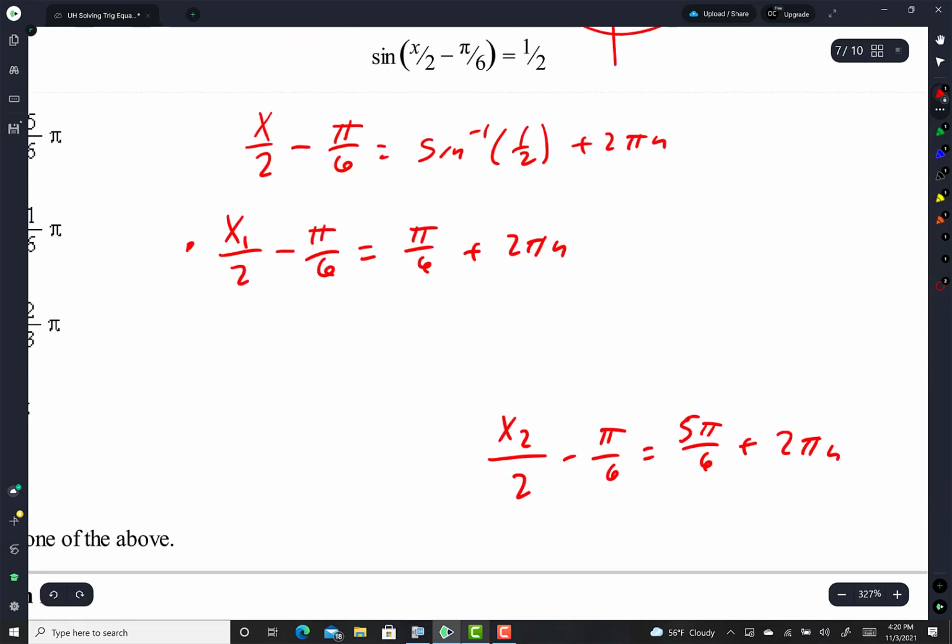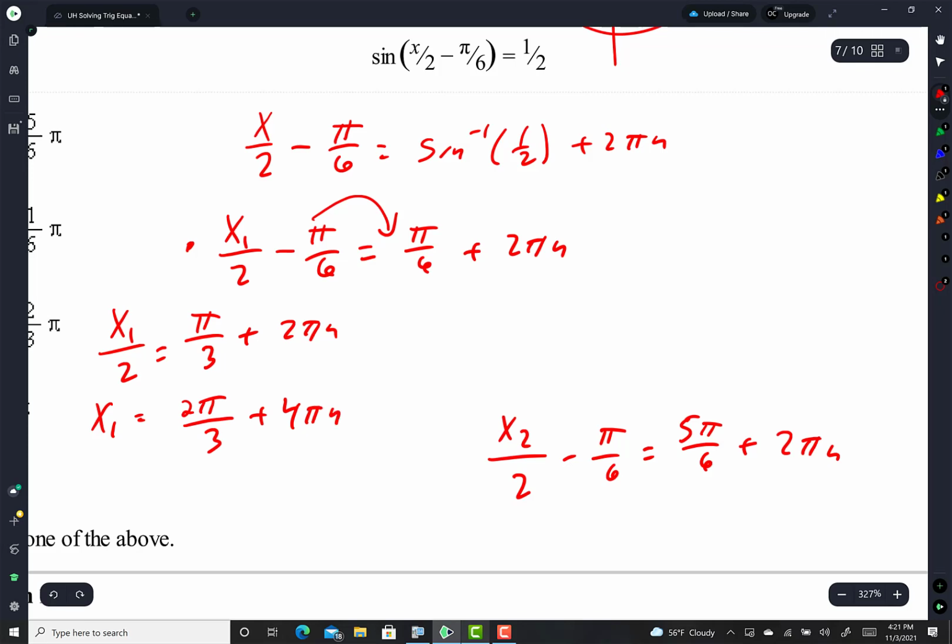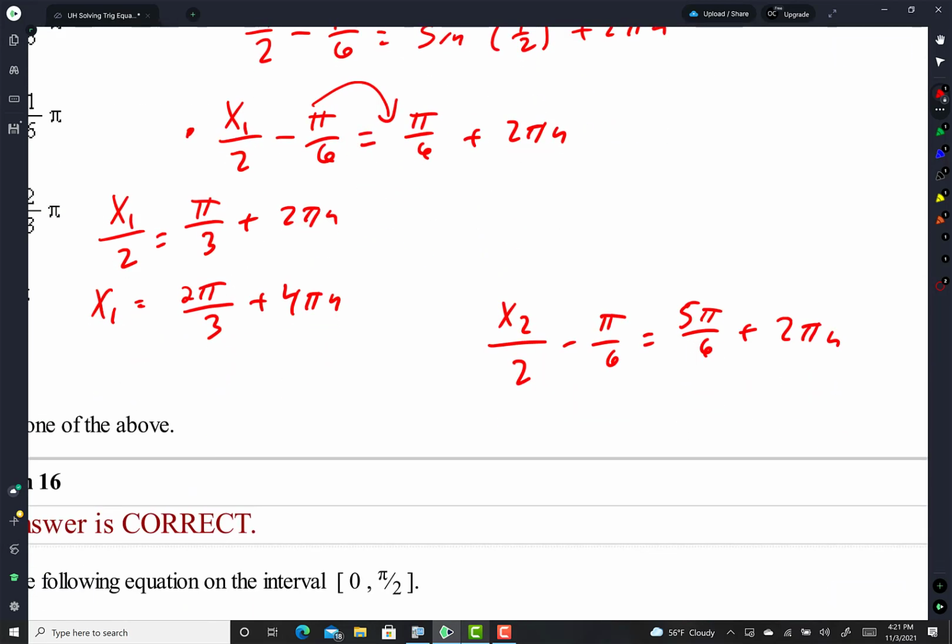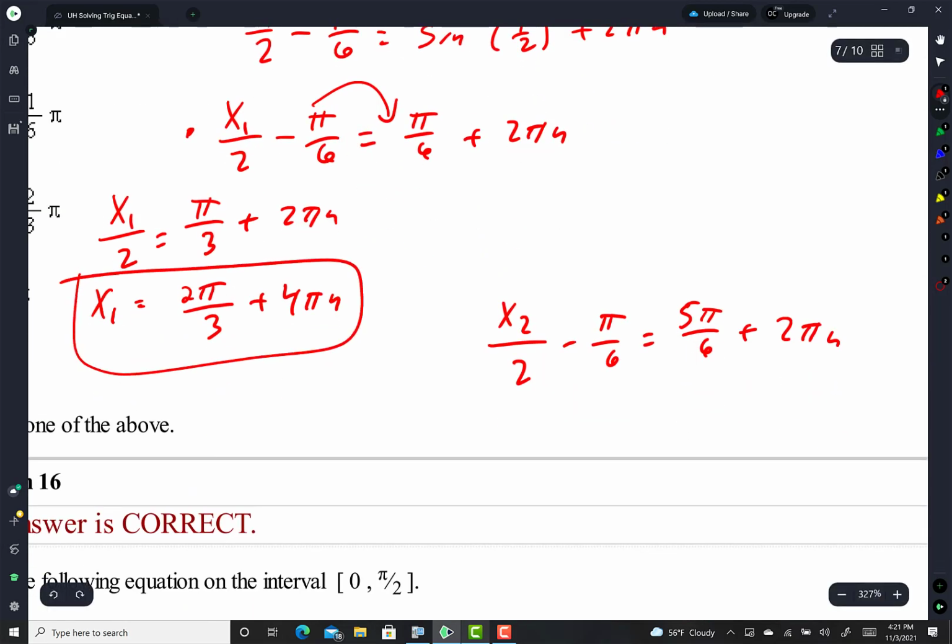Let's see if it makes a difference. So I'm going to go back to x1. Move that negative pi over 6 right there. x1 over 2 equals pi over 6 plus pi over 6 is going to be 2 pi over 6, which reduces to pi over 3 plus 2 pi n. And I'm going to multiply everything by 2. x1 equals 2 pi over 3 plus 4 pi n. And I believe my domain was 0 to pi. So my answer right there on that one is just going to be the 2 pi over 3.